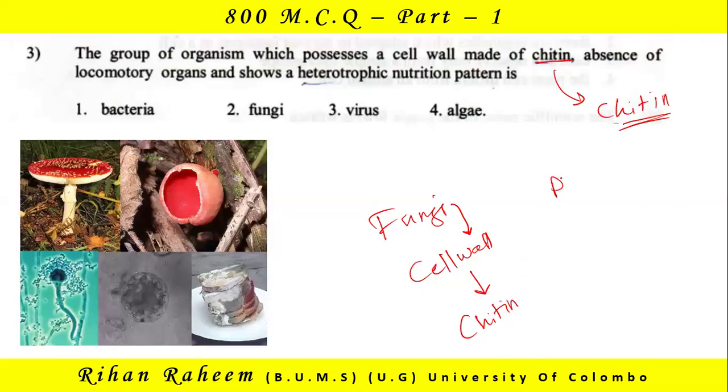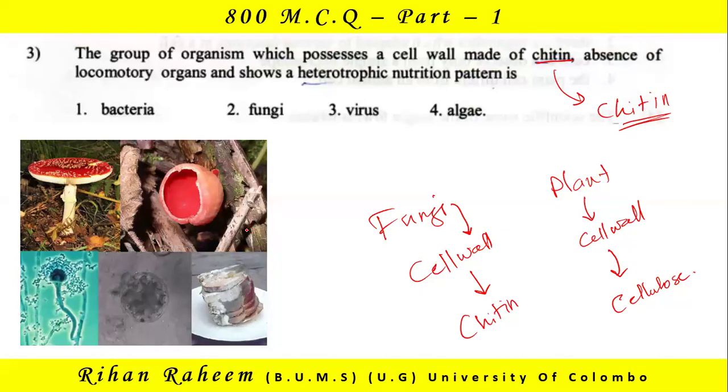Yes, what is the plant cell wall made out of? Plant cell wall is made out of? Yes, in the chat box the answers are there. Cellulose. Okay, so if you all don't know these extra things, you all can write it down.